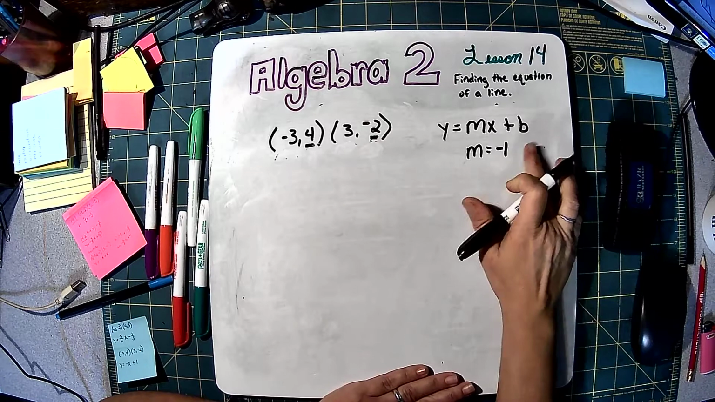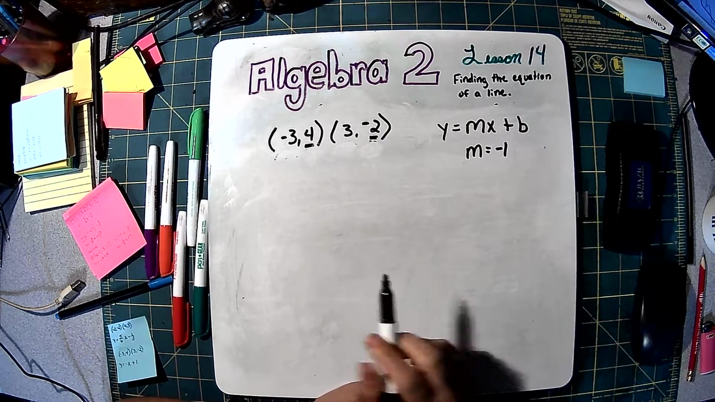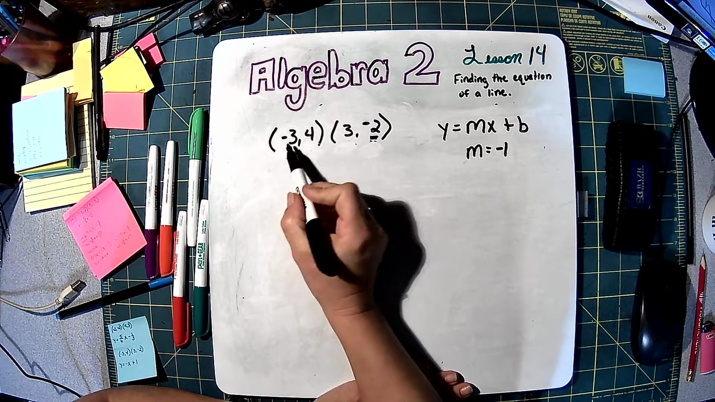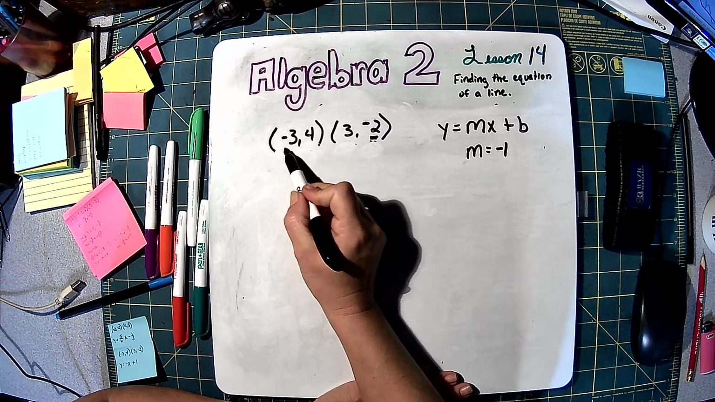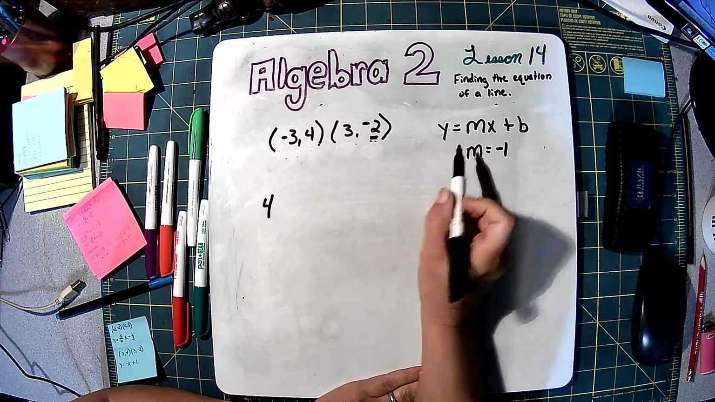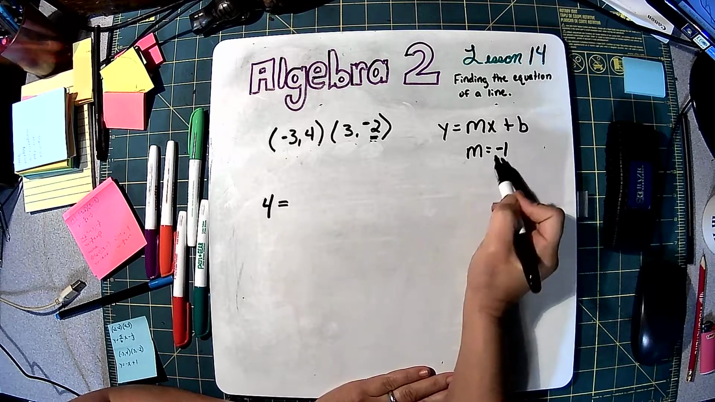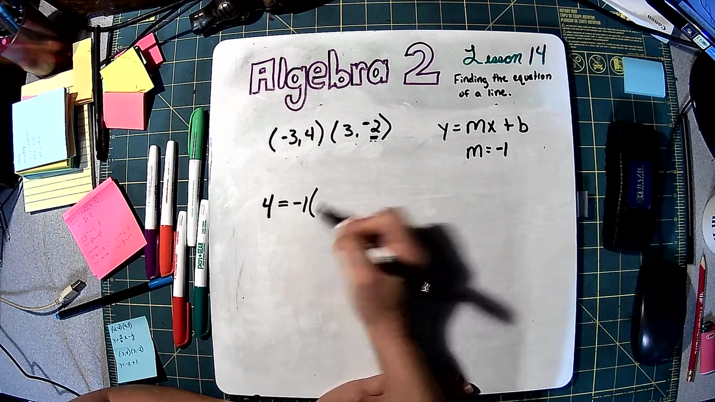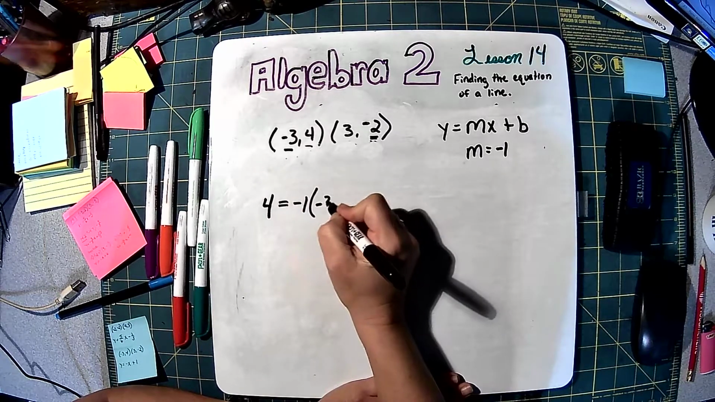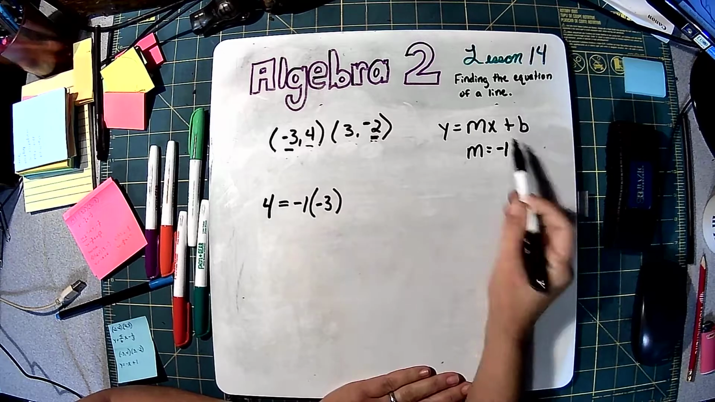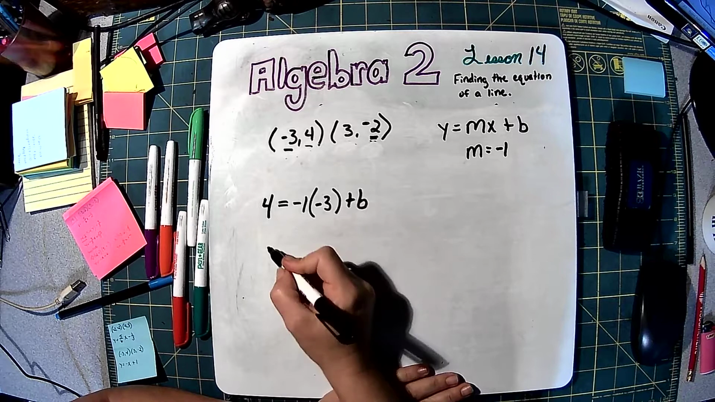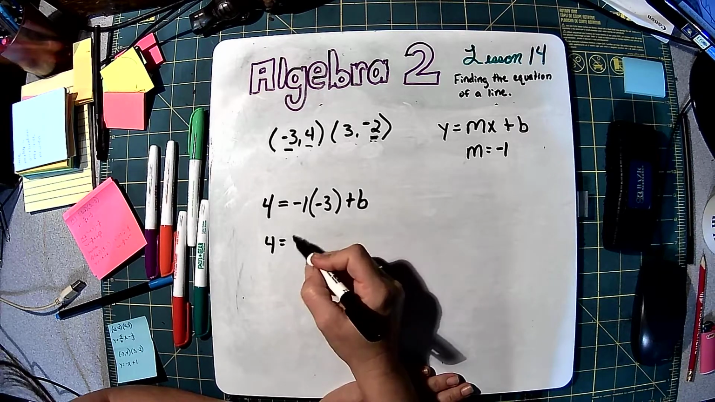All right, now I have to figure out what b is, and we're going to do this just the same as before. So I'm going to pick one of these. I can pick either one. I'm going to pick this one, and I'm going to say my y is 4. So I have 4 from where my y goes, equals m is -1 times x. So I use my y value here. I'm going to use my x value here, -3, plus b. Now I'm just solving for b. So -1 times -3 would be +3.